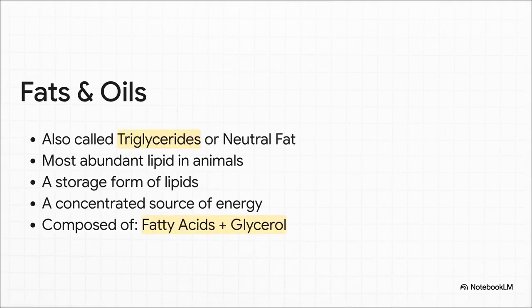And the most famous simple lipids of all? You guessed it, fats and oils. You might also hear them called triglycerides. These guys are a huge deal in our bodies. They're the most plentiful type of lipid in animals, and they're basically our body's go-to method for storing energy for later. The recipe is just what we saw: fatty acids plus a specific kind of alcohol called glycerol.